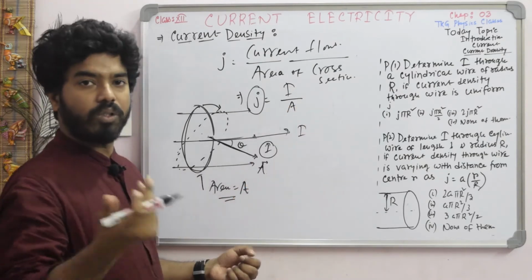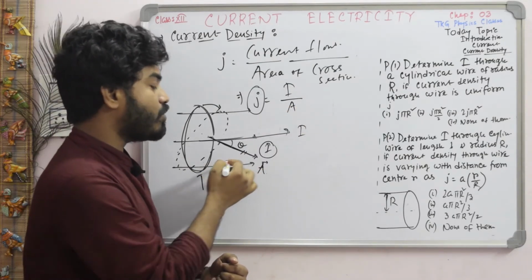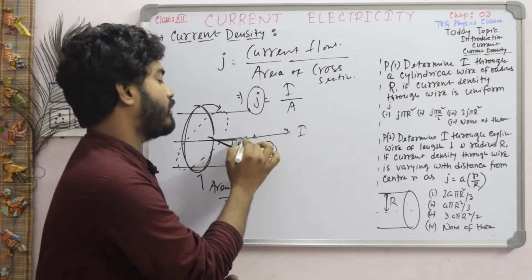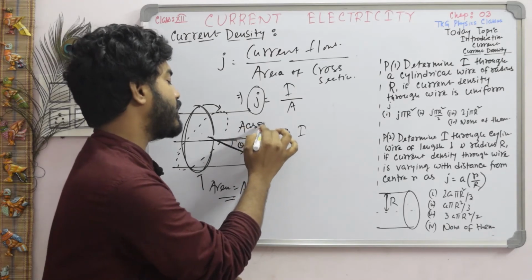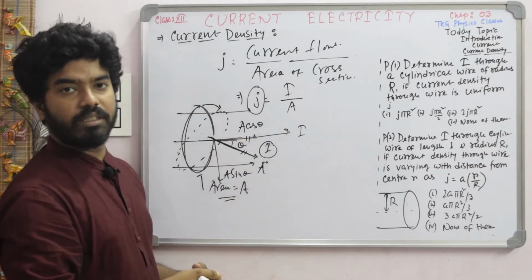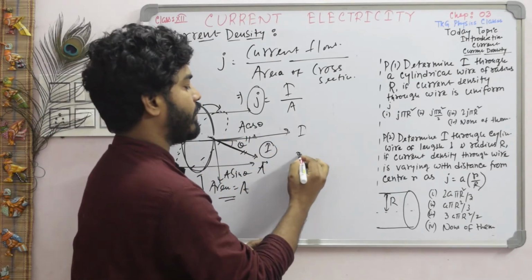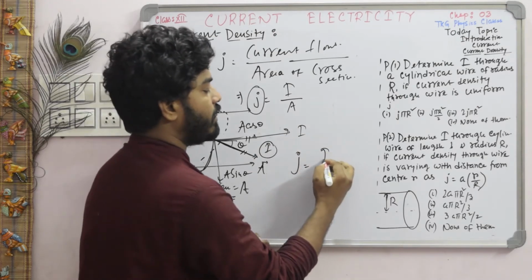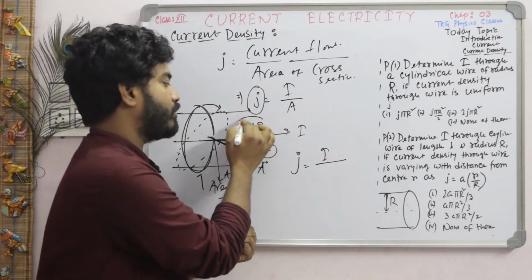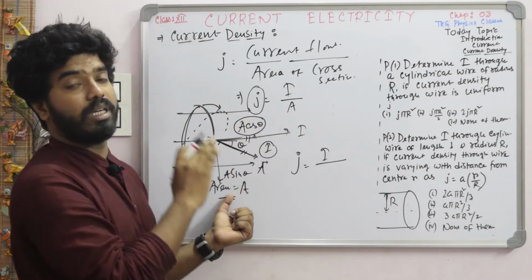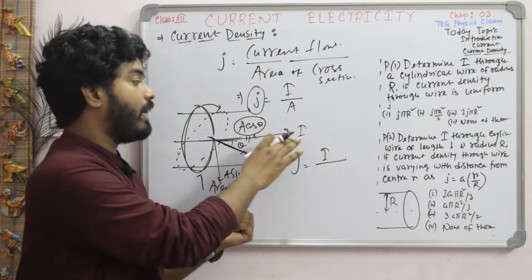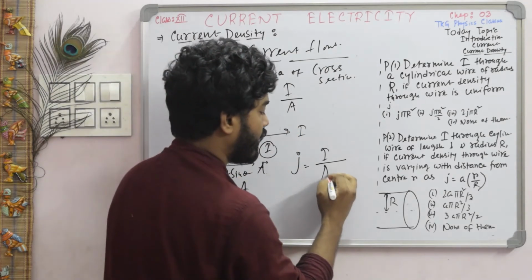It is not I by A. In that condition, the area has two components. A makes an angle theta with the direction of current. So, this component is A cos theta and this component is A sin theta, the horizontal component being A cos theta. So, in that case, for the value of J, I divided by, you just think, which value we require, A cos theta or A sin theta. We need the component value which is directed along the direction of current. So, here we have to write A cos theta.